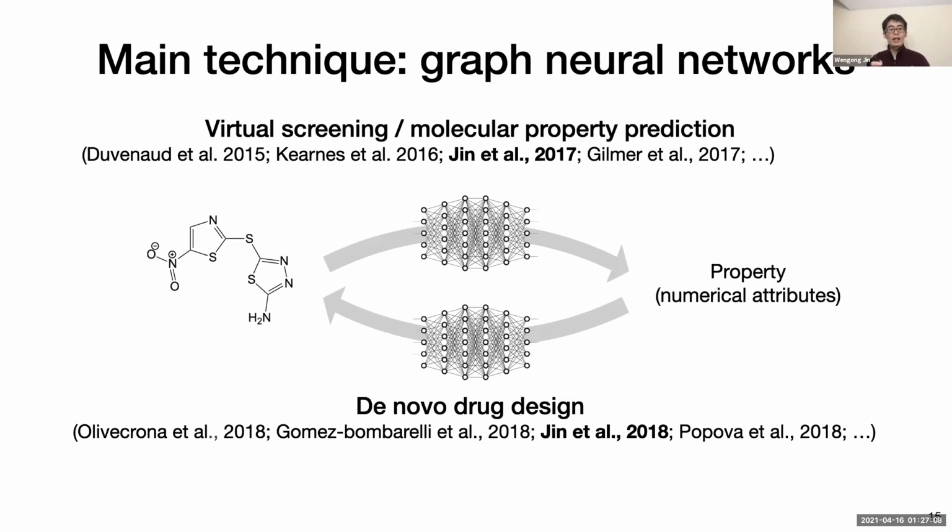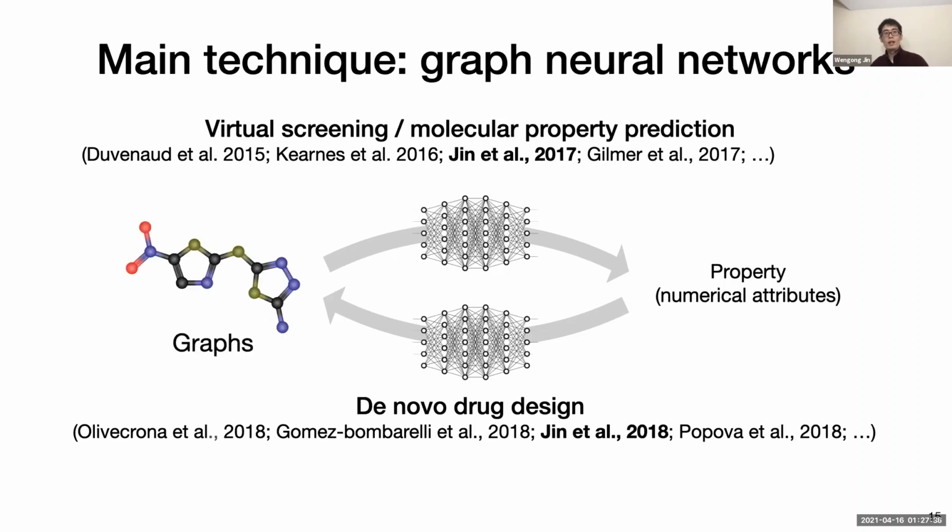And the main technique that I will talk about today is based on graph neural networks. If you look at the two problems, virtual screening, which other people call molecular property prediction, and the problem of de novo drug design, it's basically a loop, right? From the molecule to the property, and then from the property to the structure. And the reason why graph neural networks become useful is because molecules can be modeled as graphs.